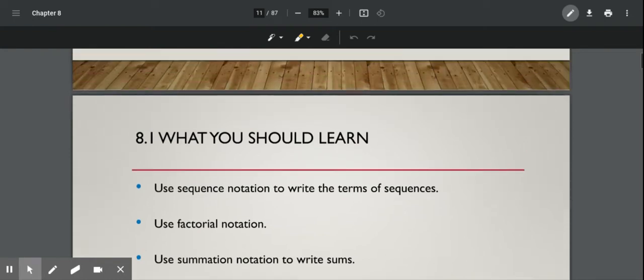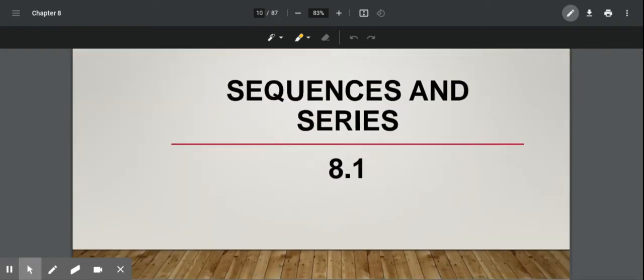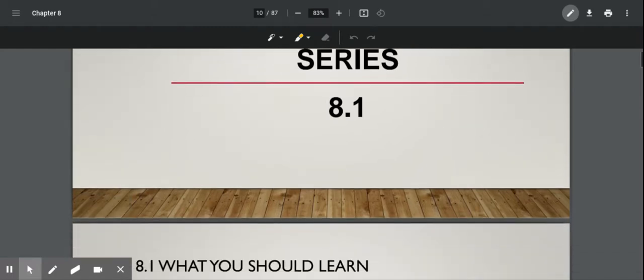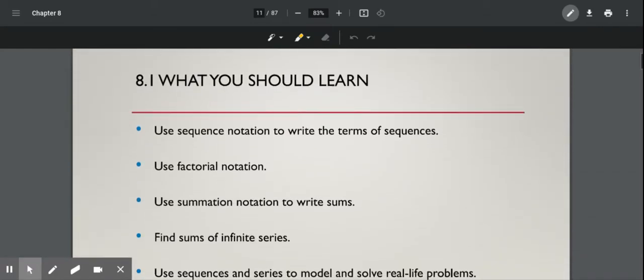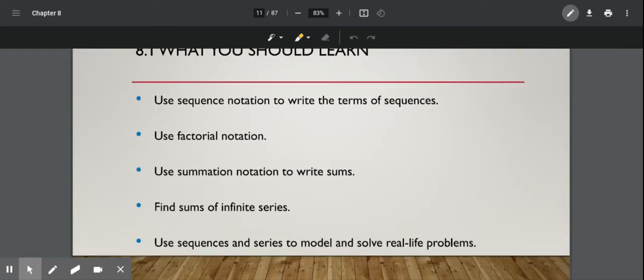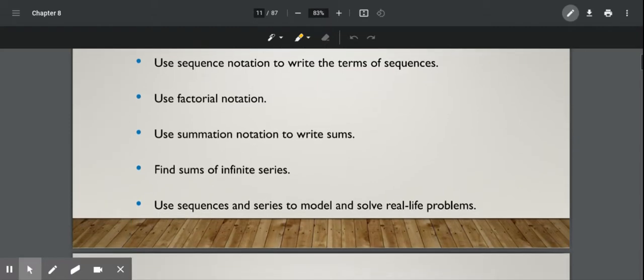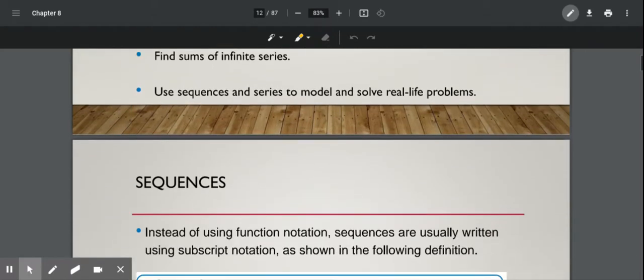In section 8.1, we are going to talk about sequences and series. Our objectives here are to be able to use sequence notation to write the terms of sequences, use factorial notation, use summation notation, find sums of infinite series, and use sequences and series to model and solve real-life problems.